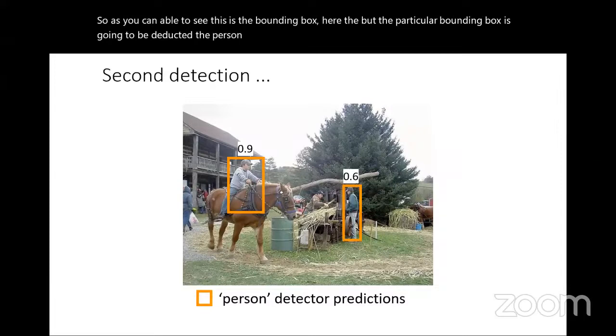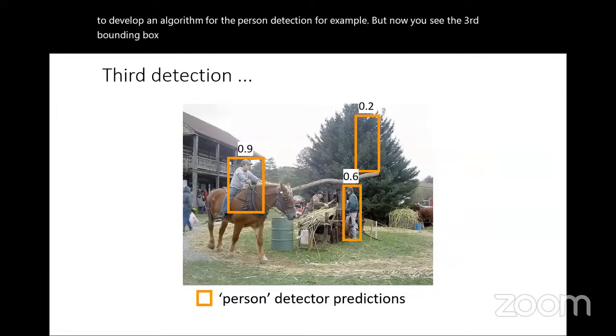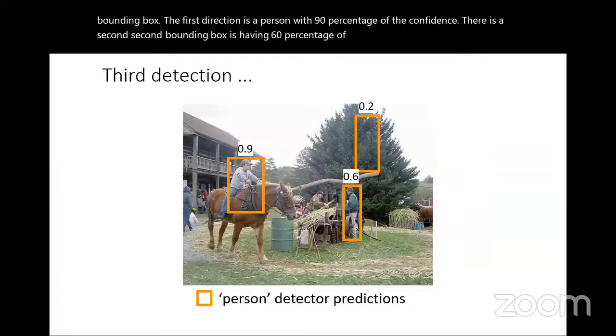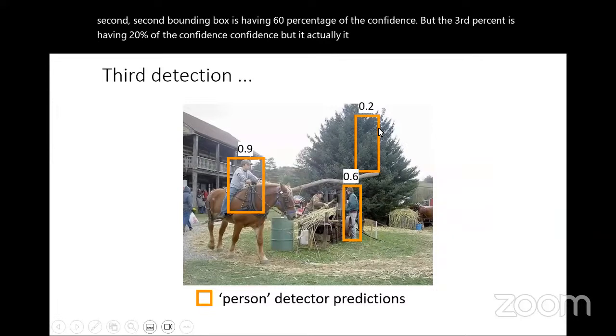Similarly, there is a person, because here we are trying to develop an algorithm for person detection, for example. But now you see the third bounding box. The first detection is a person with 90% confidence. The second bounding box has 60% confidence. But the third has 20% confidence, and it has detected the tree.